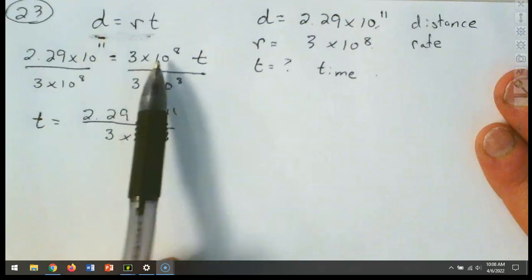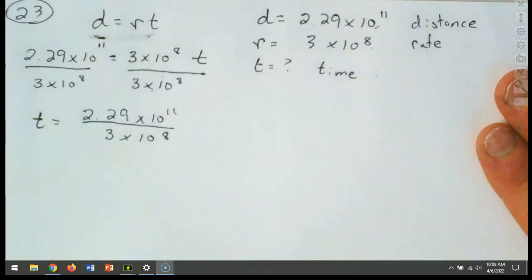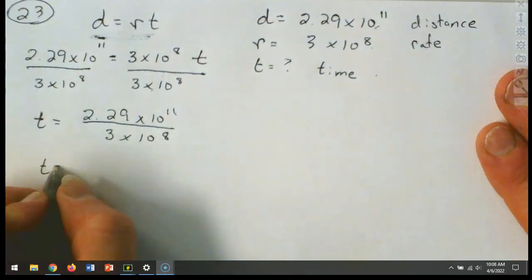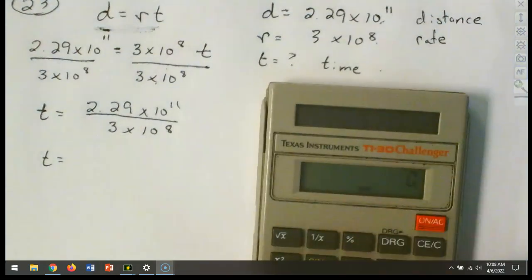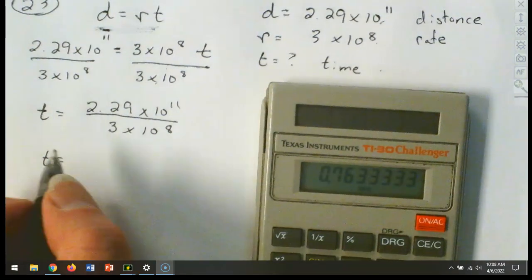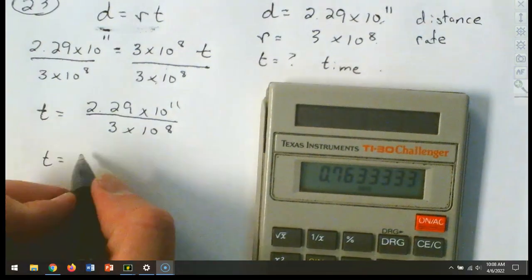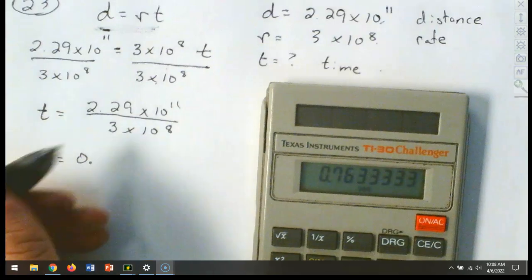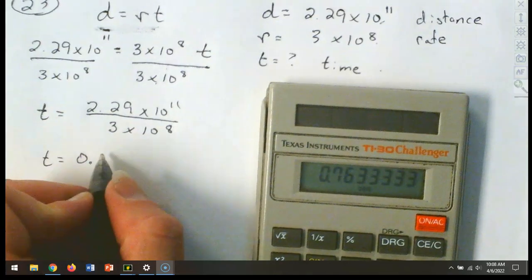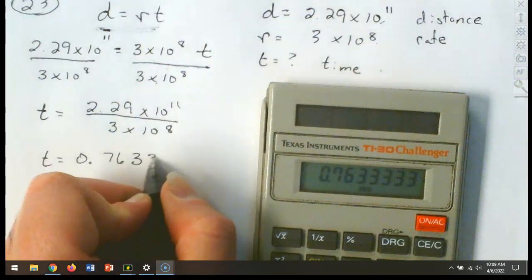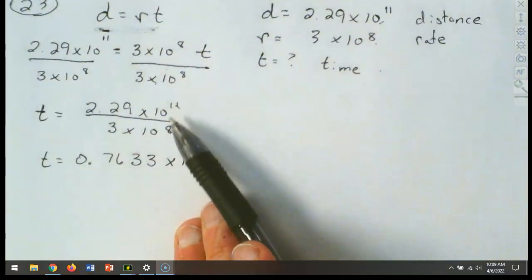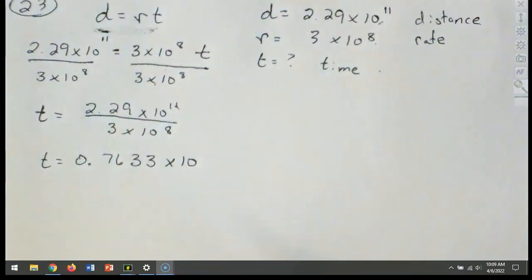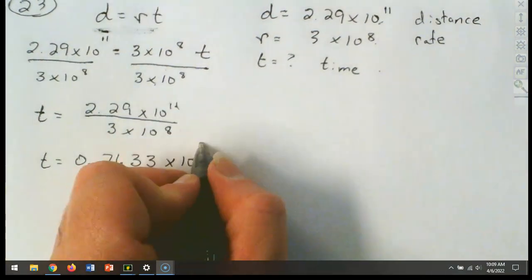Now I did have to solve it, so I divided just like we normally would with any other number. Now we have to divide and subtract our exponent. So 2.29, we're going to divide that by 3, and we'll just take this out to 4 places. Normally 4 places is more than enough. So when I divide those out, I get 0.7633 if we round. What about the exponents? That's 11 over 8, so we subtract. 11 minus 8 makes it a 3.